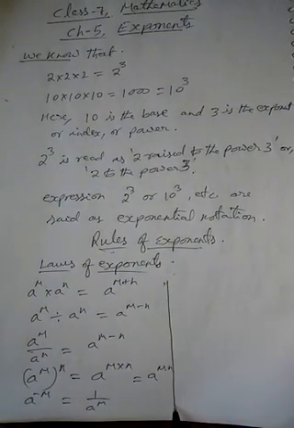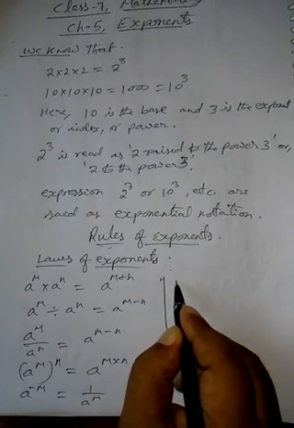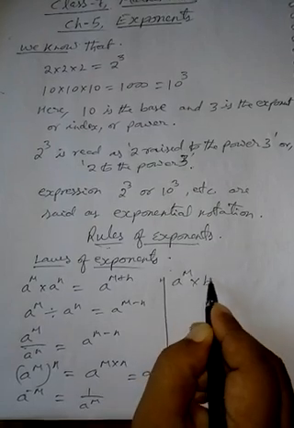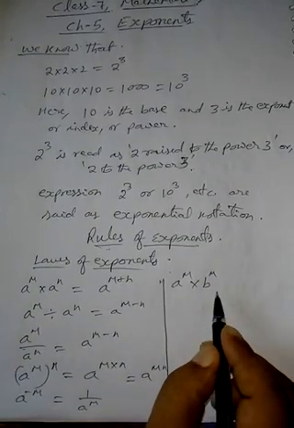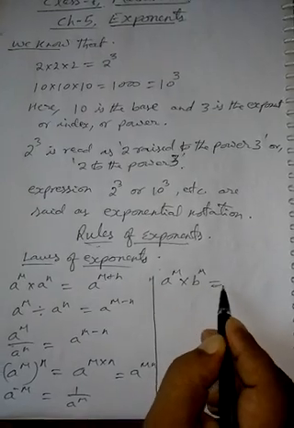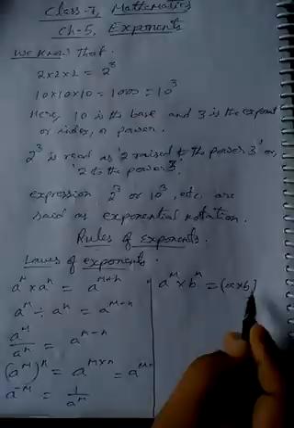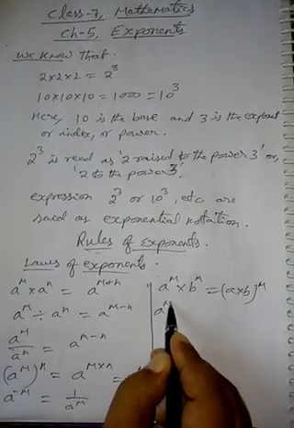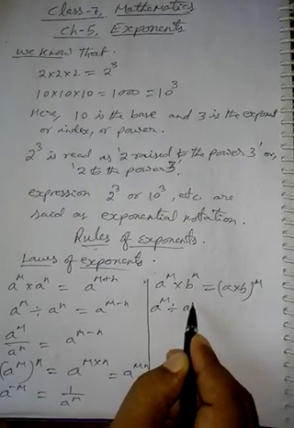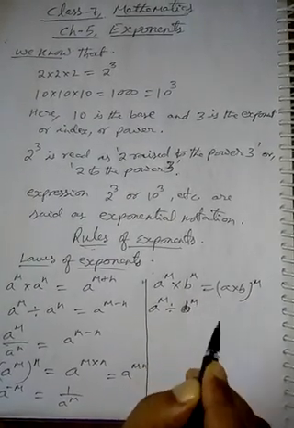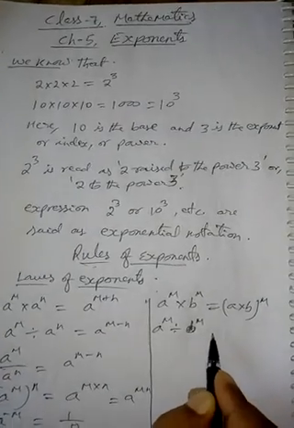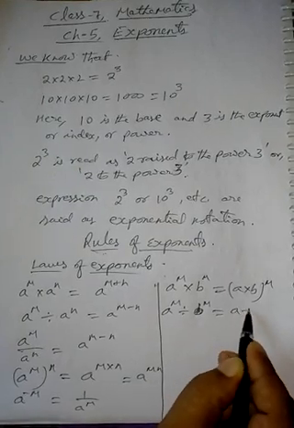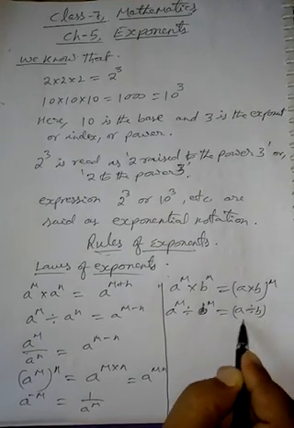Some more laws over here. Suppose a raised to power m into b raised to power m, different bases multiplied with the same exponents. Their exponents are taken common. a into b raised to power m. In the same way, if a raised to power m is divided by b raised to power m, it will be equal to a divided by b raised to the power m.